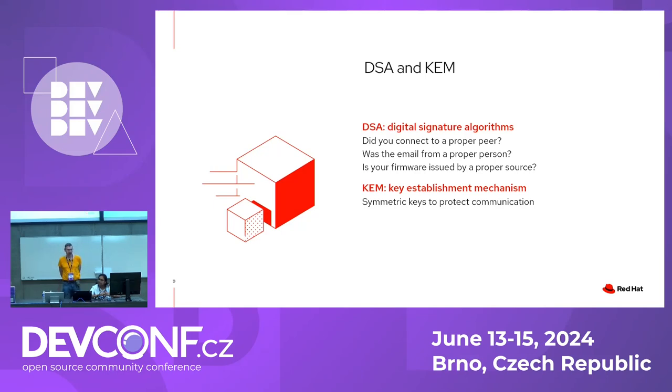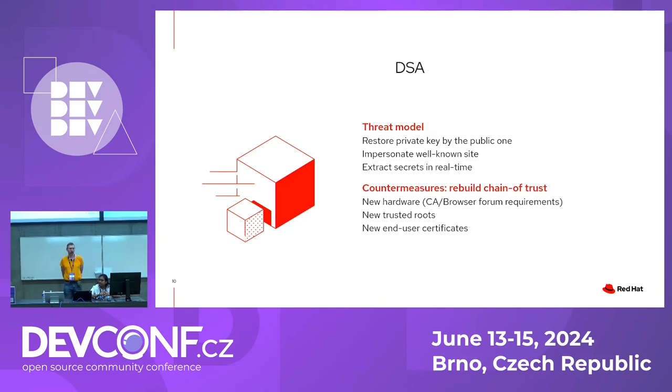And the second part of the real-time protocols is key establishment mechanisms, which are used for providing symmetric keys, because asymmetric operations are much, much slower. So the key establishment mechanism gives us a way to securely establish a symmetric key and then use symmetric encryption, which is safe from the post-quantum perspective. So these parts have different threat models, different requirements and different workarounds.